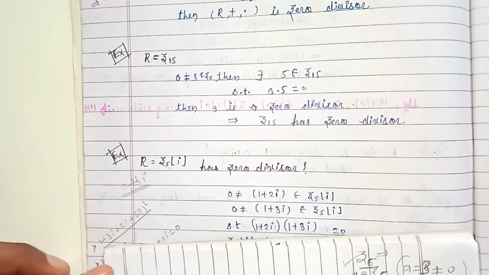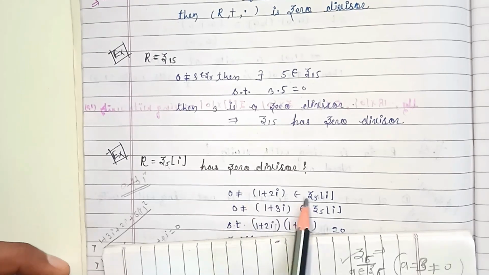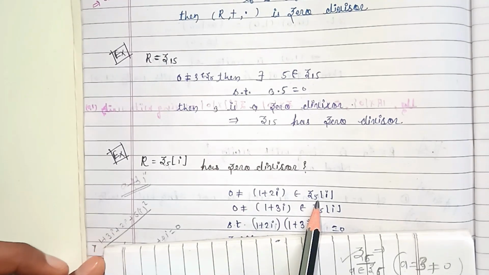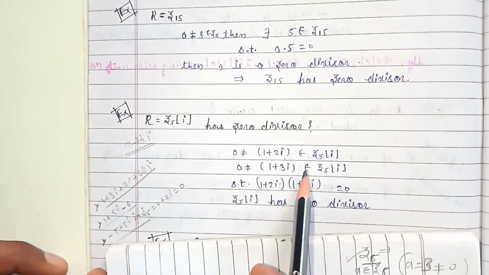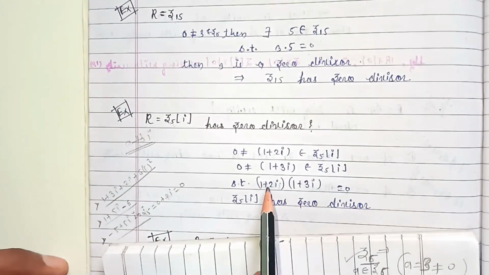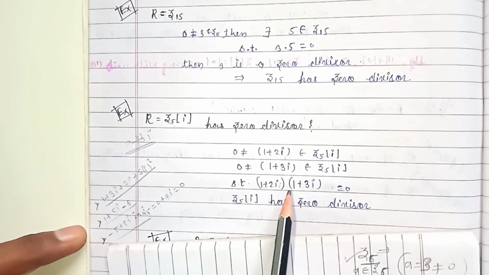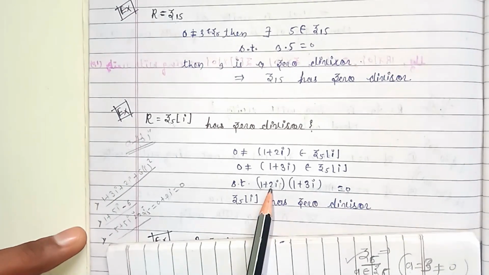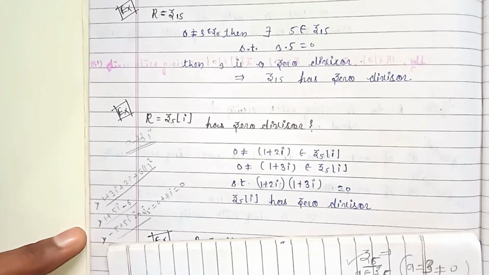Now consider two non-zero Gaussian integers. I consider 1 plus 2i, which is non-zero and from Z5i, and similarly 1 plus 3i, which is also from Z5i, such that 1 plus 2i times 1 plus 3i is equal to 0. Now how is the product of 1 plus 2i and 1 plus 3i equal to 0 under Z5i? We have to find out their product, as we do the cross product or multiplication of two ordered pairs.